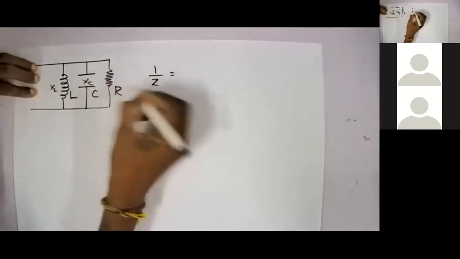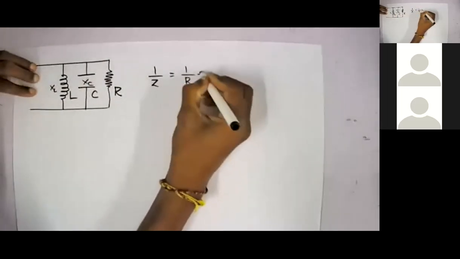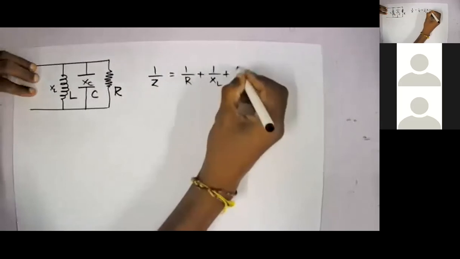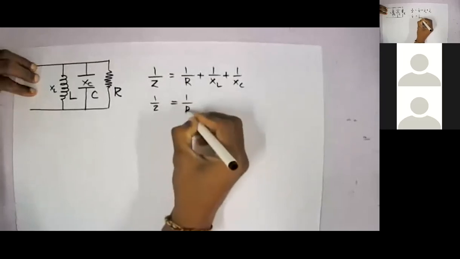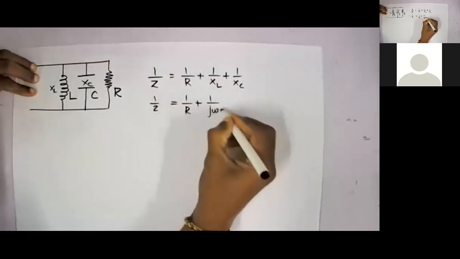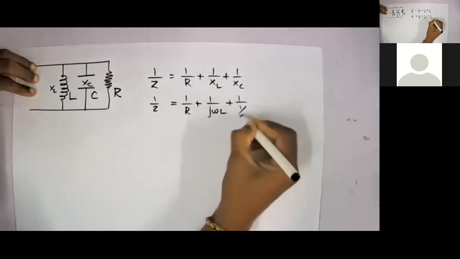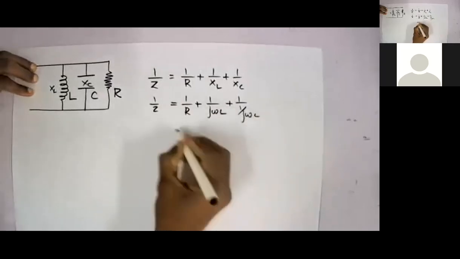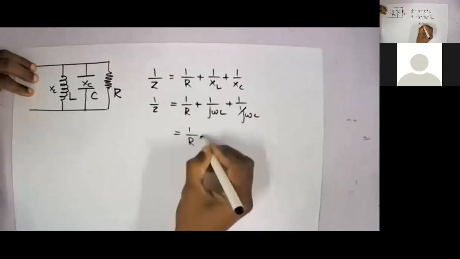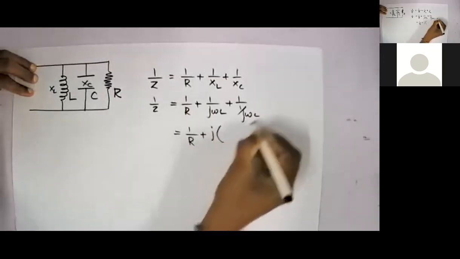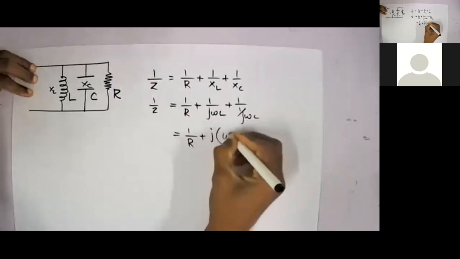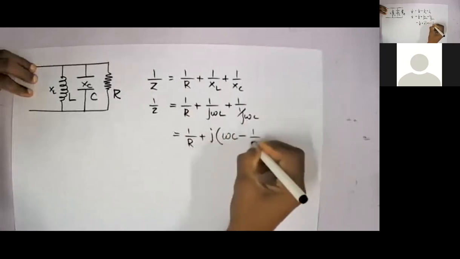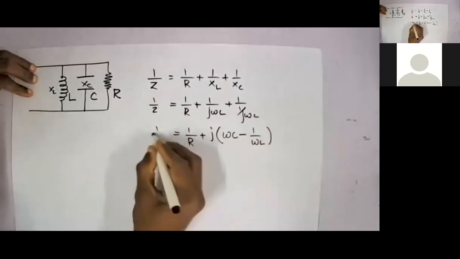XL, XC, and R. 1 over Z equals 1 over R plus 1 over XL plus 1 over XC. So 1 over Z equals 1 over R plus 1 over j omega L plus 1 over j omega C. I can write this as 1 over R plus j times (omega C minus 1 over omega L). This will be 1 over Z.